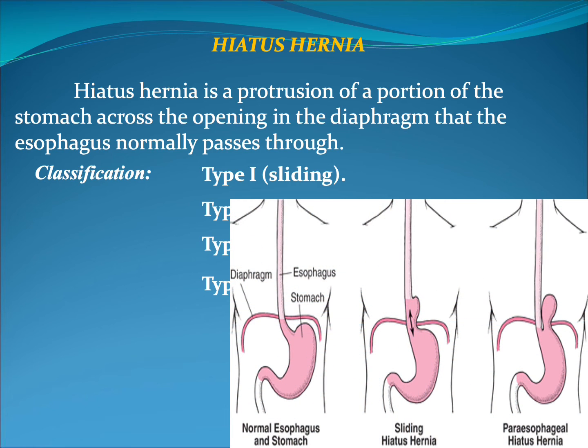As you can see here, in the normal esophagus the gastroesophageal junction should be below the diaphragm, and if it is protruding above, this is the sliding type of hiatal hernia. If it is below the diaphragm, but there is a part of the stomach lying by the side of the esophagus, it is called the paraesophageal hiatal hernia, or rolling.